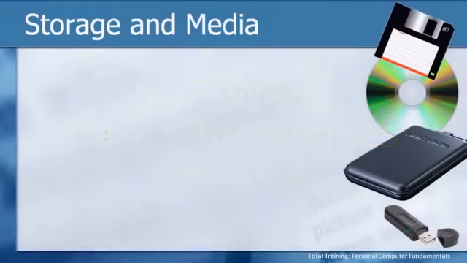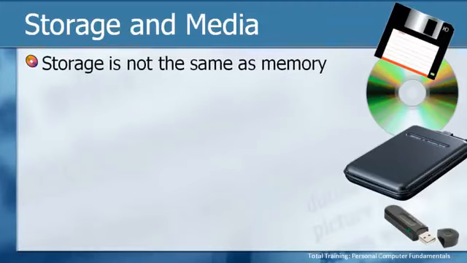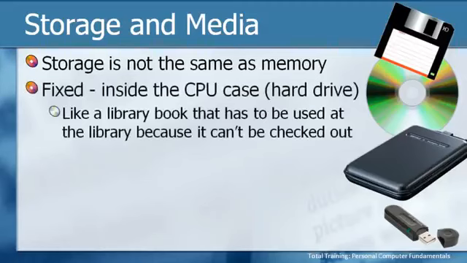When we want to save a file, we have to save it somewhere. As we said just a few moments ago, it has to be stored on some type of hardware. So let's take a few minutes to talk about storage and media. Remember that storage is not the same as memory. Memory is volatile, and storage is something that we call persistent. Storage can be something that is known as fixed or removable.